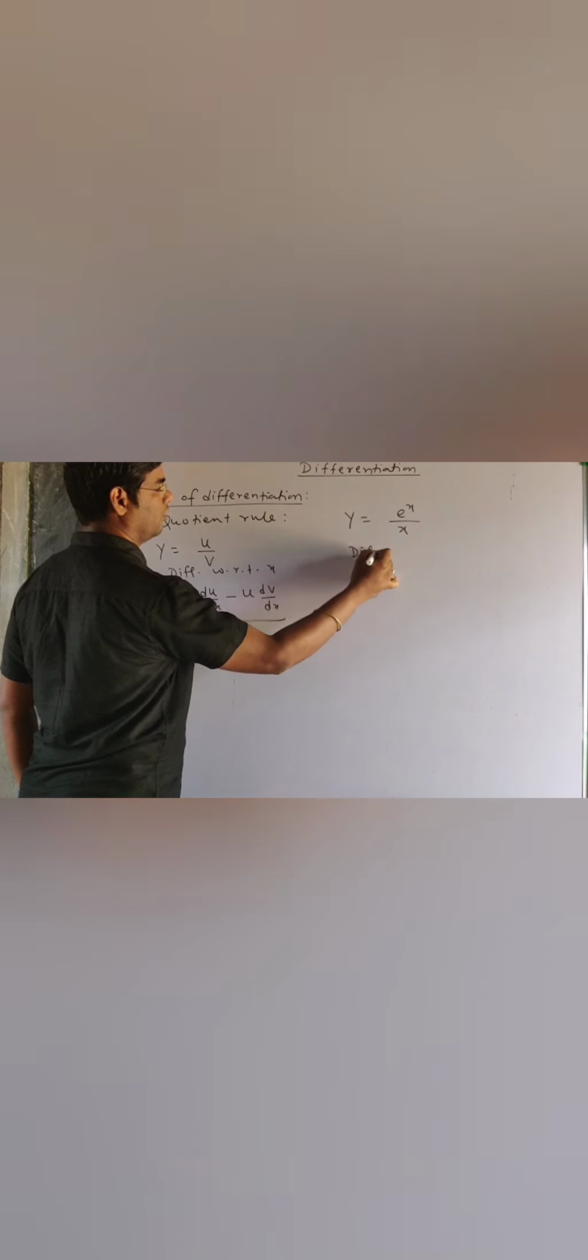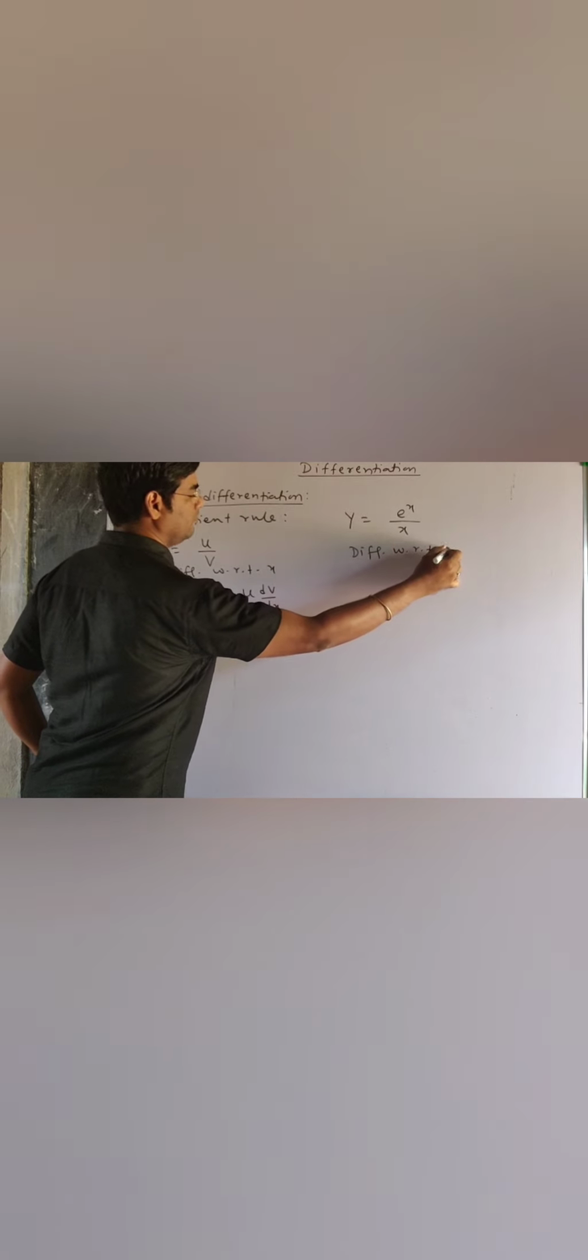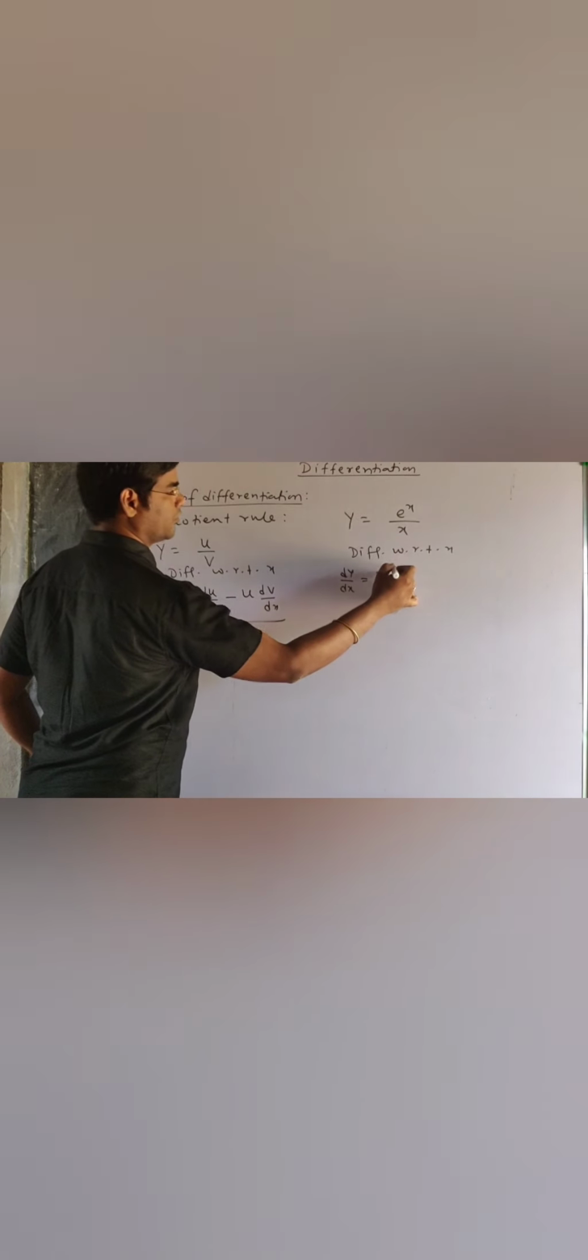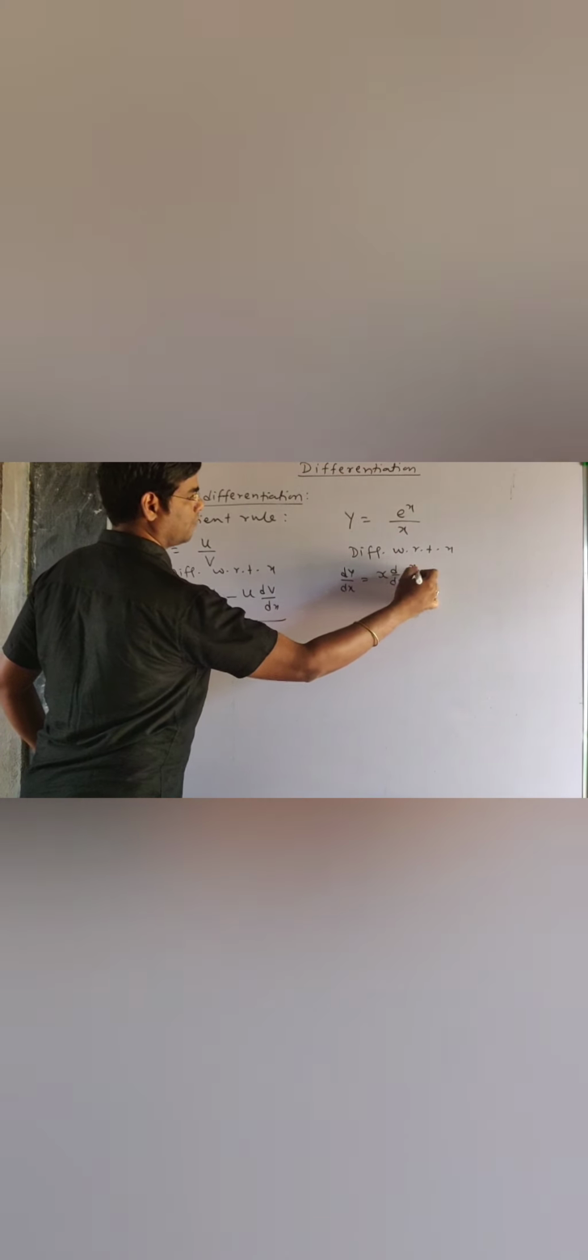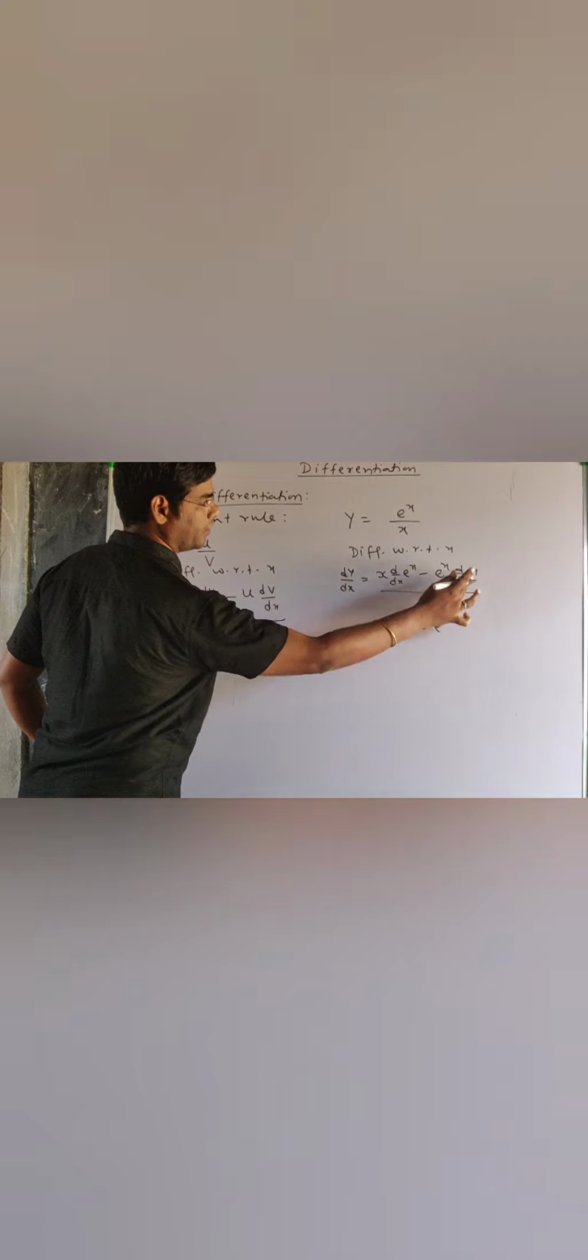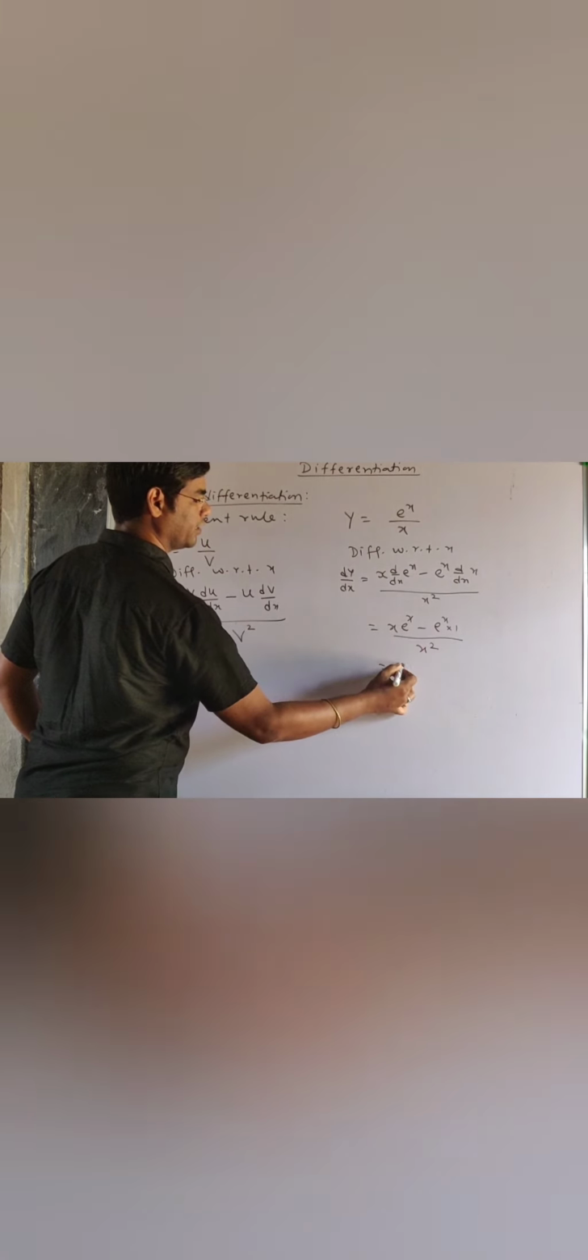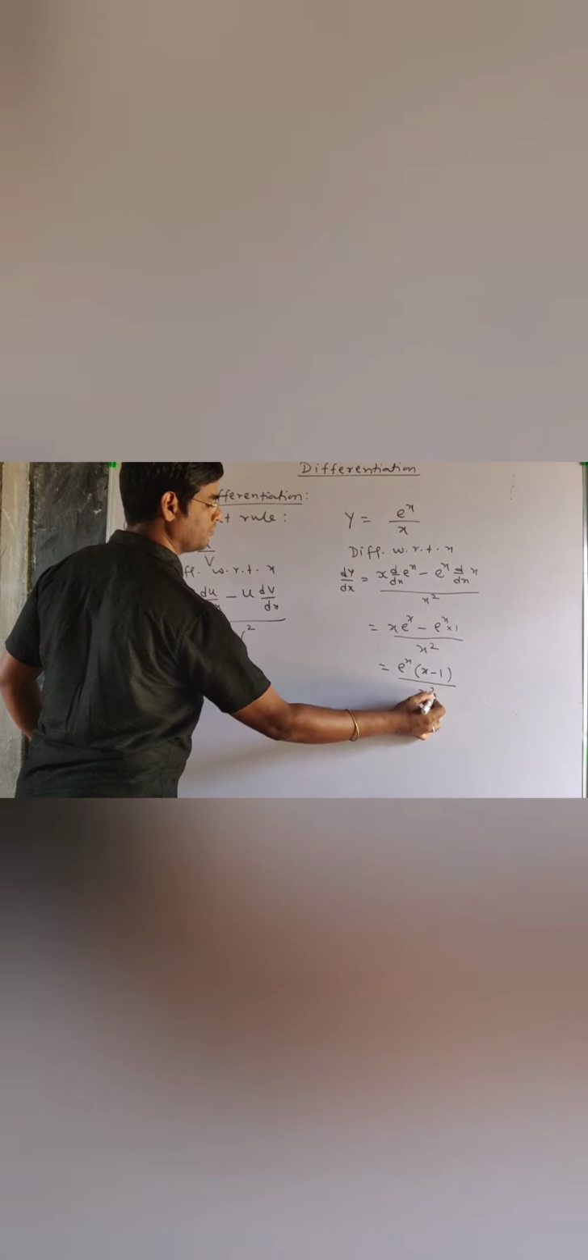Here you have to follow the u upon v rule. Now what is the u upon v rule? Always you have to start from v into derivative of u, that is x into e raised to x, minus u into derivative of v, that is e raised to x, upon x square. So x times e raised to x, because the derivative of e raised to x is e raised to x, and derivative of x is 1, upon x square. Now here you can take e raised to x common, so the answer is e raised to x into x minus 1, upon x square.